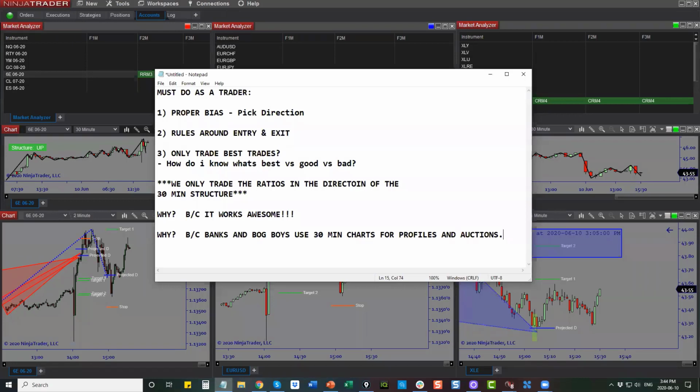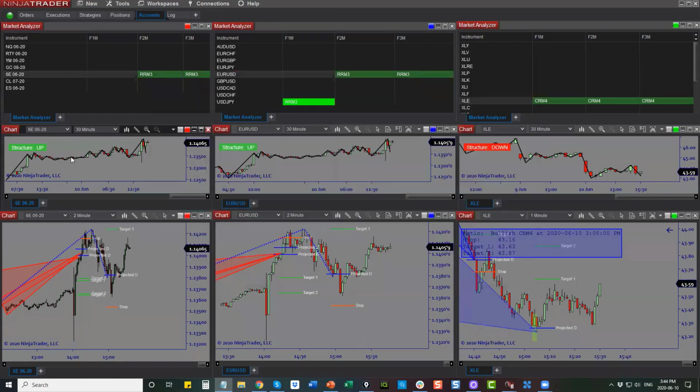But for those of you that are not looking at profiles, and maybe you're not a member of our trading room or anything like that, what do you need to be very successful with this? Bare minimum, you need structure, higher time frame structure on the 30-minute chart. So what does that mean? Well, that's why I have this here. So there's going to be opportunities that are going to come in the scanner.